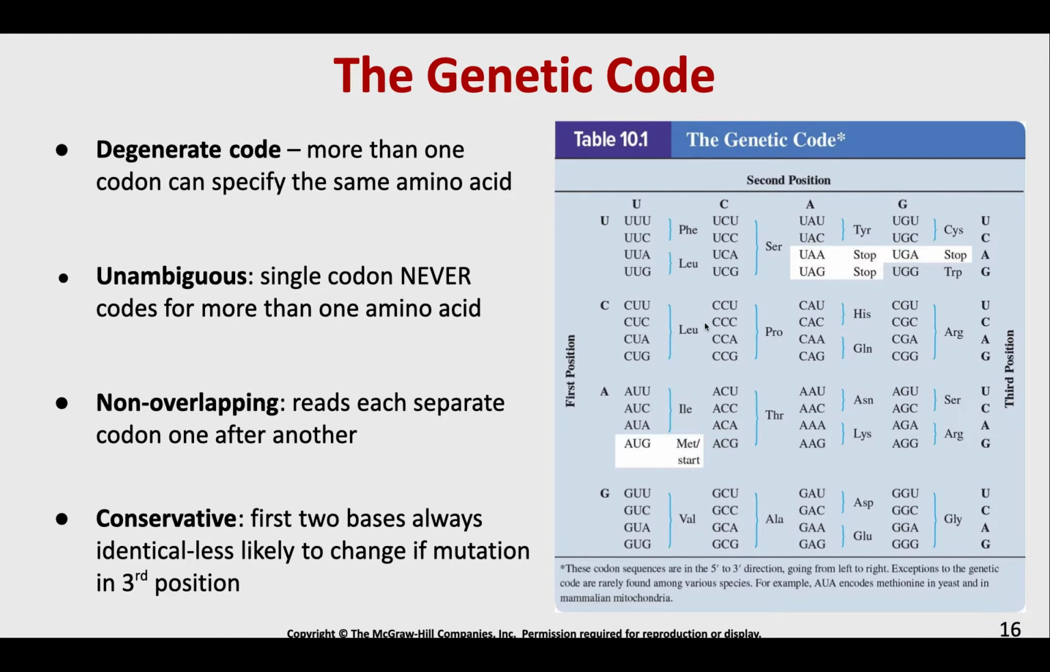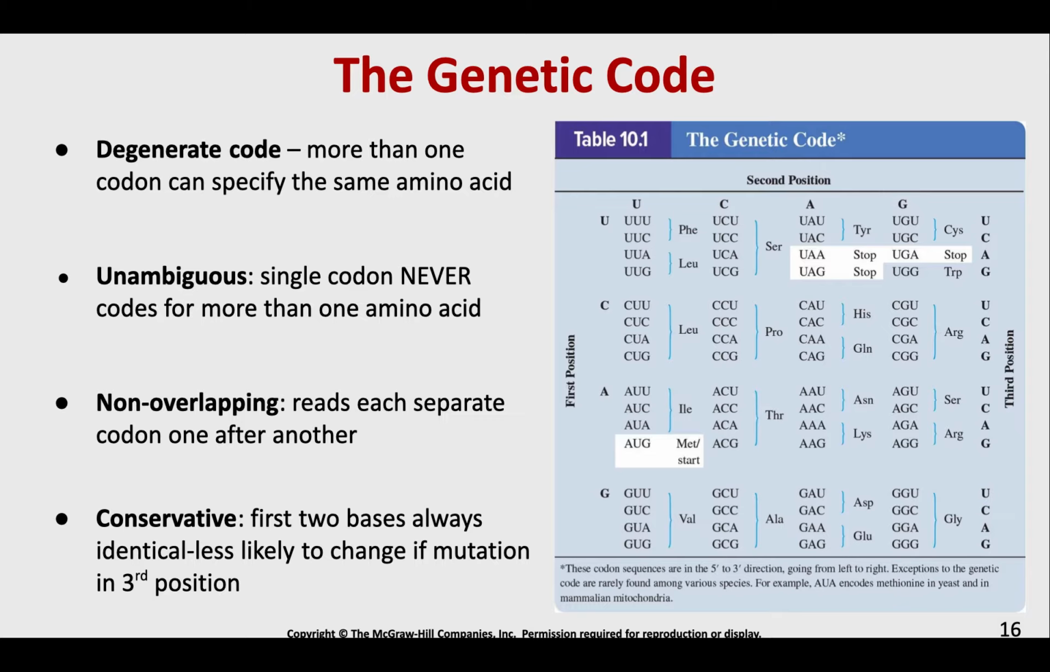They're also non-overlapping, so they're very distinct. CUU codes for leucine. We don't start at the second letter for the next code. We go on to the next letter. Let me write this out because this might make more sense. Let's do CUU for leucine. We're not starting and looking at UU, whatever's next. We're not starting at the last one and going U next. We're starting all over. There is no overlap here. So let's say the next one here is valine, GUU. So there's no overlap. They are very distinct.